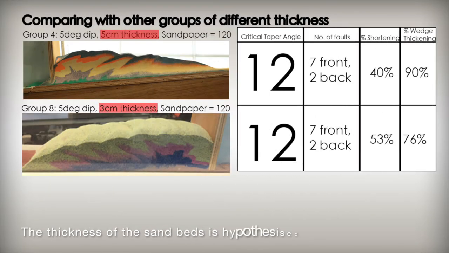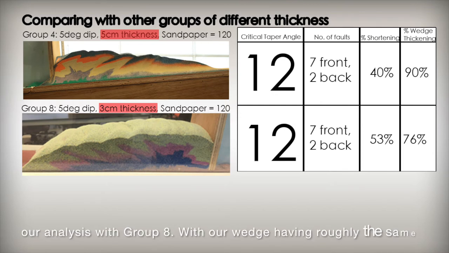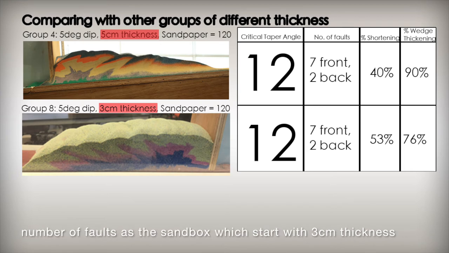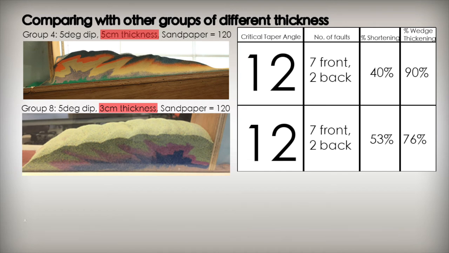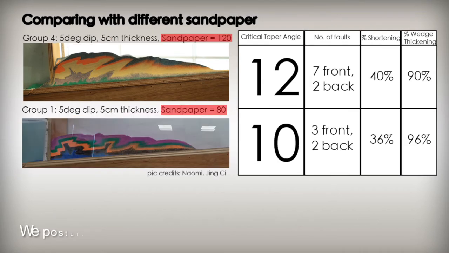The thickness of the sand is hypothesized to be directly related to the number of faults that rupture. However, this is not seen in our analysis of the thickness of the sand with group 8, with our wedge having roughly the same number of faults as our wedge that started with 3cm thickness. A direct comparison between other models may help in our analysis.